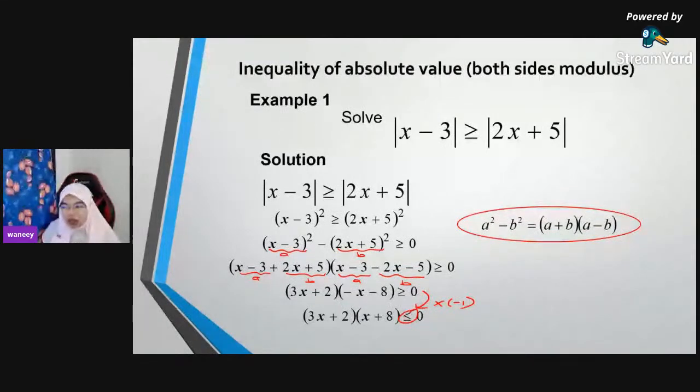So once again, I'll repeat: when you square them, you can expand them, bring everything to the left, and then you can factorize them. So in the end, you will get the same answer like this too.